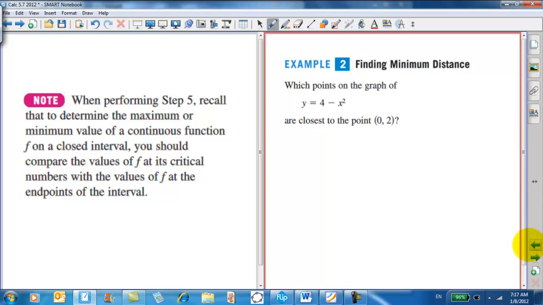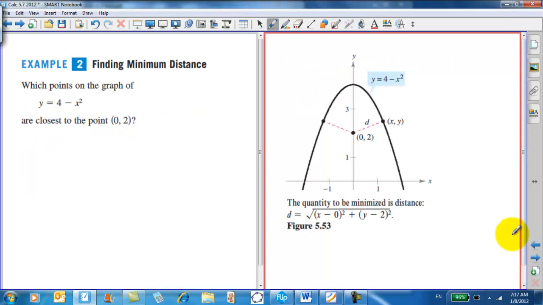Now let's look at finding the minimum distance, the points on the graph of y equals 4 minus x squared. What's closest to (0, 2)? Here's 4 minus x squared. Here's (0, 2). We want to find the points that come the closest. So here's the distance formula, the distance between (x, y) and (0, 2).